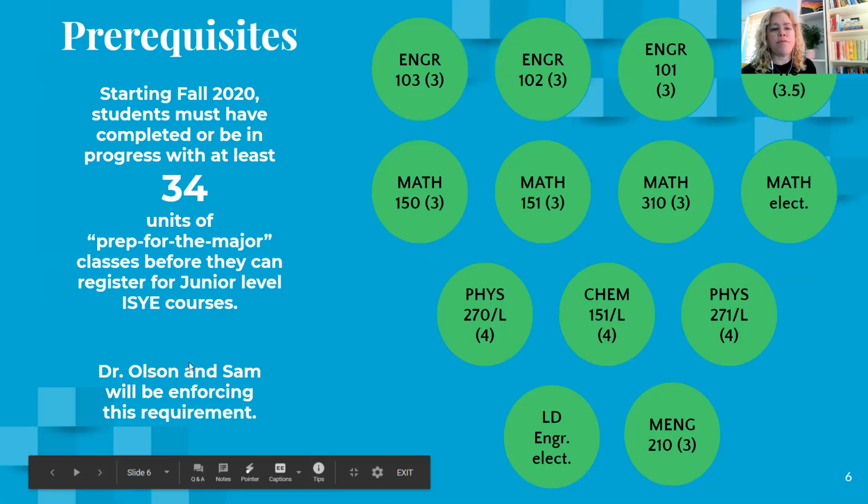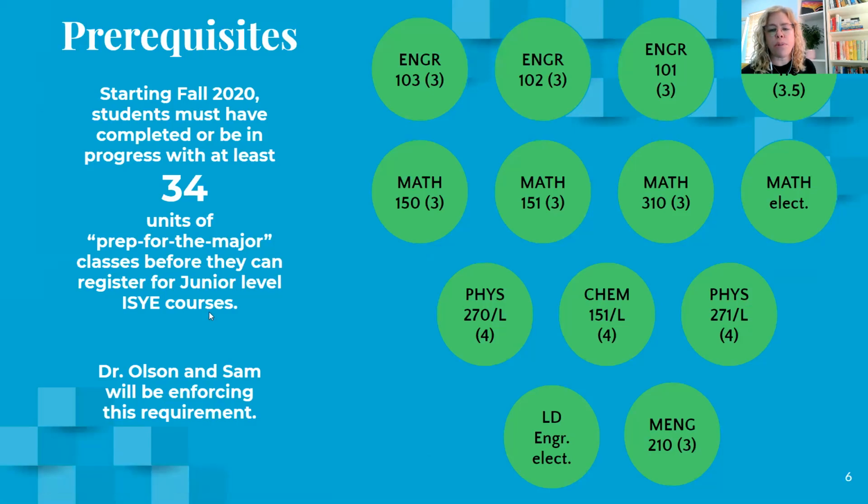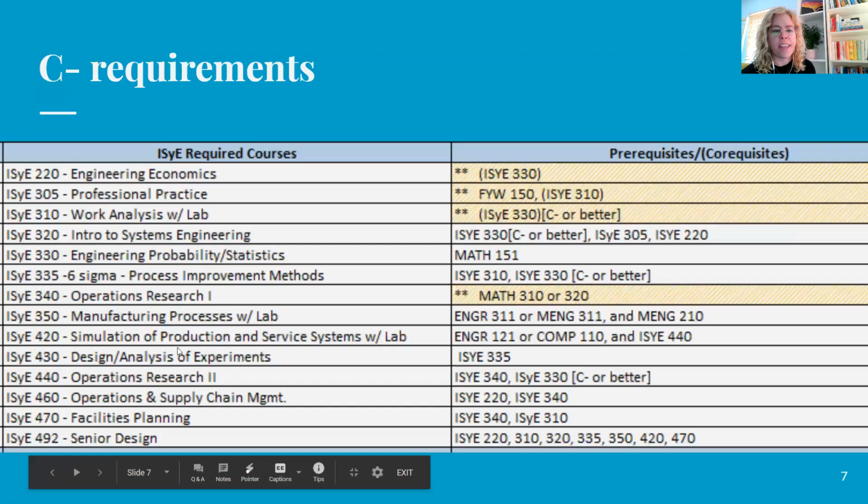Starting last fall, we required students to complete all of the 34 units of the engineering core, math core, and physics and chemistry, so that you are fully prepared for your junior level classes. So again, if you're a sophomore, you want to make sure that next semester you complete enough units so that you can continue as a junior in the fall.